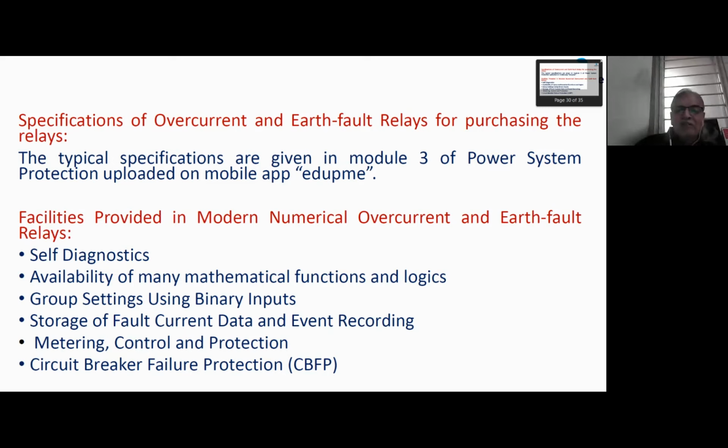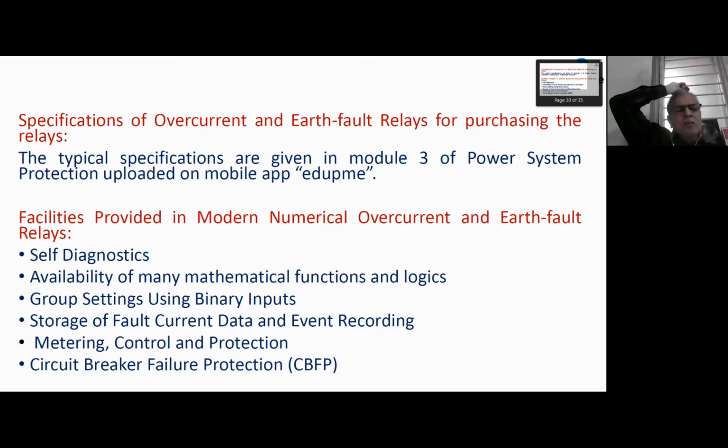Fault storage. Fault current is shown by the relay. What was the value of the fault current? At what time did the fault current occur? And within what time did the relay operate, right? What was the value of DC offset in that fault current? What was the value of subharmonics and superharmonics in that fault current? Complete fault wave shape is also shown by the most modern numerical relays, and not a single one.